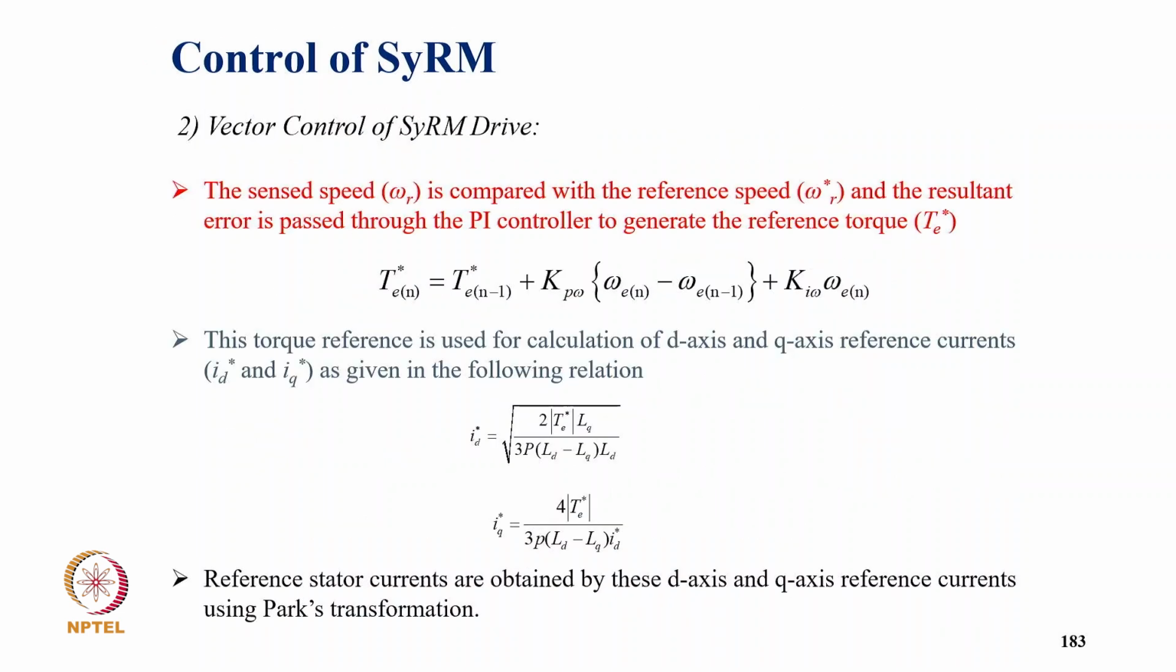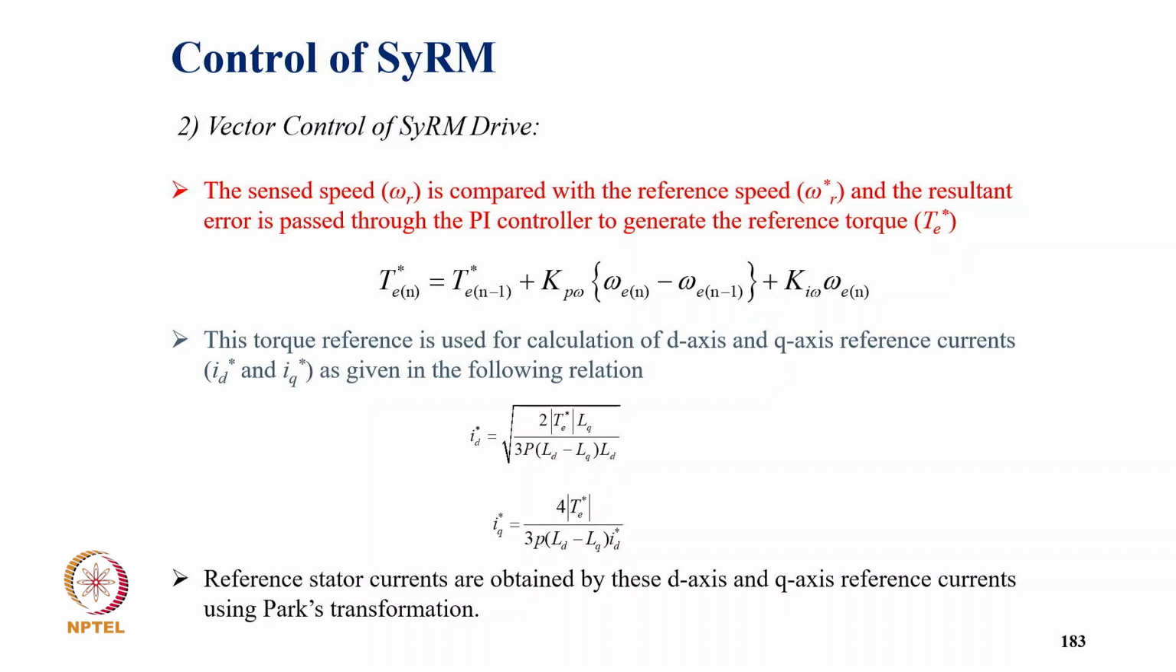So now coming to vector control, the sensed speed is compared with the reference speed omega star, and the error is passed through a PI controller to get the reference torque. In the equation, T star(n) equals T star(n-1) plus K_omega times the error plus K_I times the error, and this torque reference is used to calculate the D-Q axis reference currents as given here. ID star equals square root of 2 times the absolute torque times LQ upon 3P(LD minus LQ) times LD. IQ star equals 4 times the absolute torque divided by 3P(LD minus LQ) times ID.